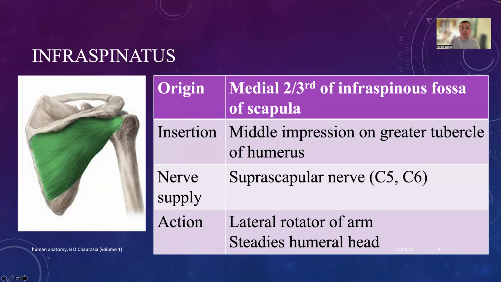Now, action, it is helping you for the lateral rotation of the arm. So, arm lateral rotation, and it also steadies your humeral head. So, humeral head को fix करने के लिए भी ये काम करता है. So that is about the infraspinatus muscle.